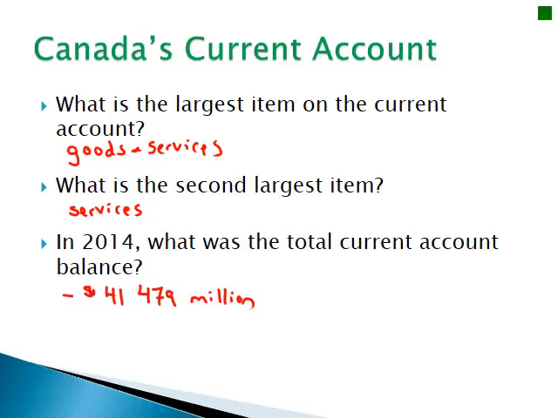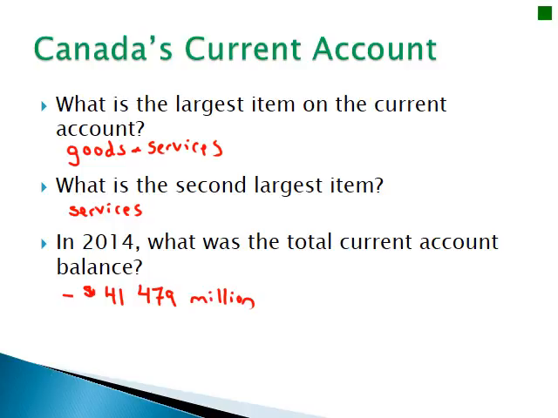So Canada's current account. What is the largest item on the current account? Well, again, from the Stats Canada tables that I've handed out, we see that it's the trade in goods and services. And if we look at the second largest item, well, it's going to be the services alone.